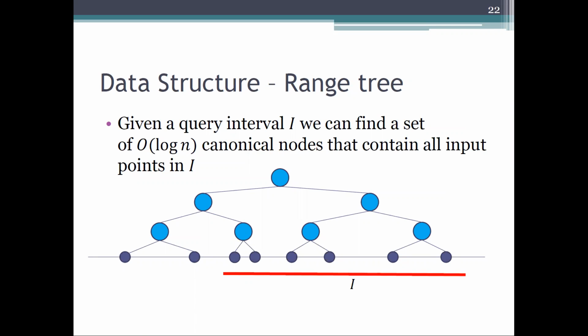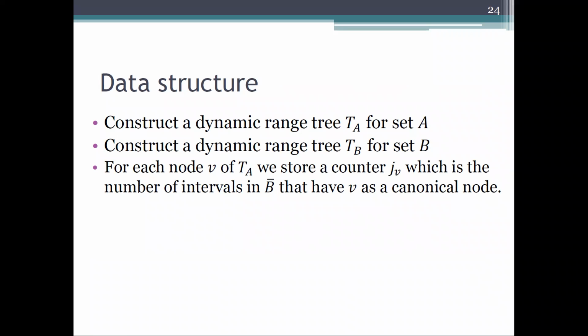If we have a query interval I, then using the range tree, we can find the set of order log n canonical nodes that include all input points that belong in I. For example, in this figure, if the interval I contains these points, then the query procedure will find these two red nodes as the canonical nodes of interval I. Notice that these red nodes contain all input points inside the interval I. For our data structure, we construct a dynamic range tree TA for the set of points A, and the dynamic range tree TB for set B. Furthermore, for each node V of the tree TA, we store a counter JV with the number of intervals B bar that have V as a canonical node.